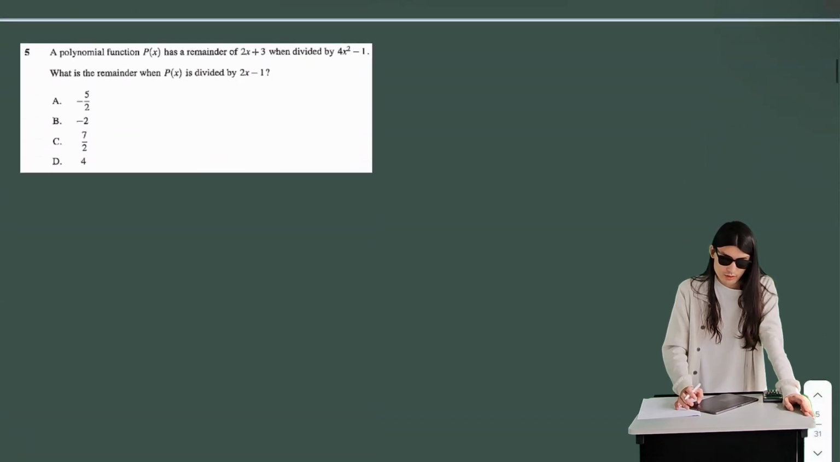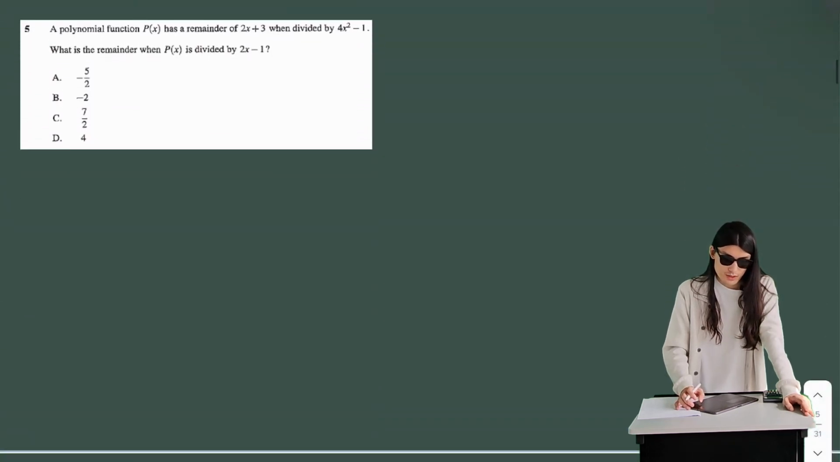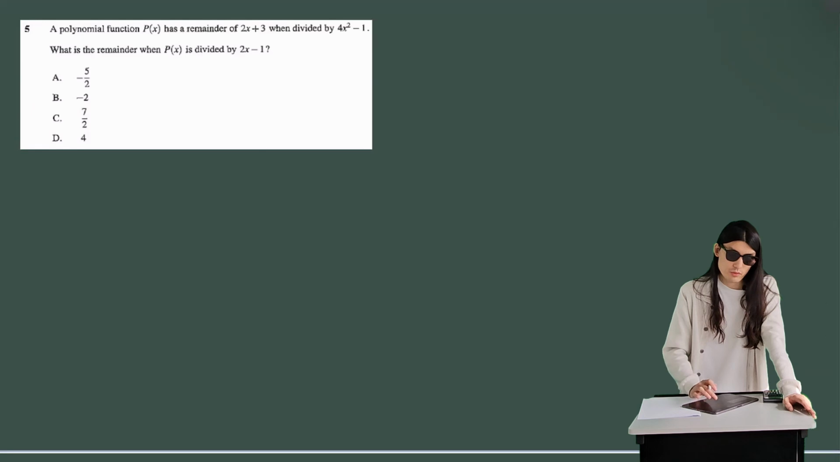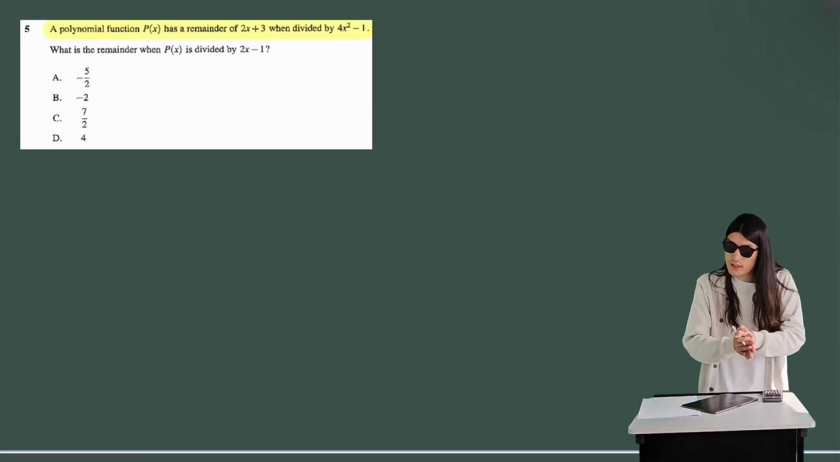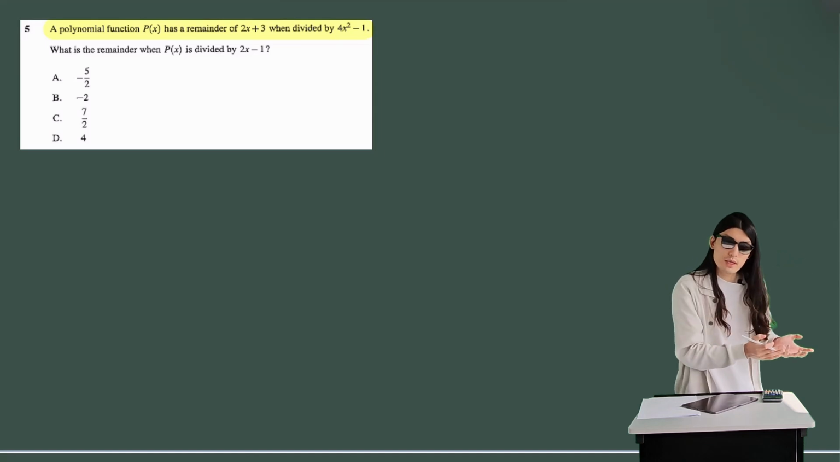Now I'm moving on to question number 5. P(x) has a remainder of 2x plus 3 when divided by 4x squared minus 1. Once again, what I emphasized to my students is that when you read this sentence in an exam question, polynomial divided by something produces this remainder, right?